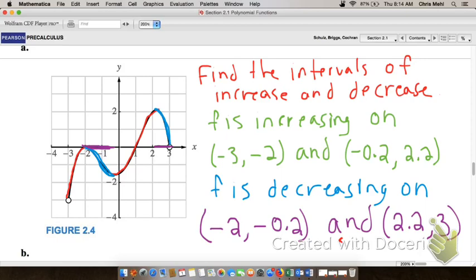So it's increasing from -3 to -2, but then it starts decreasing from -2 to about -0.2. It also increases from about -0.2 to x equals 2.2, so that's this interval. And then it would start decreasing again at positive 2.2 until the graph finally ends at positive 3.